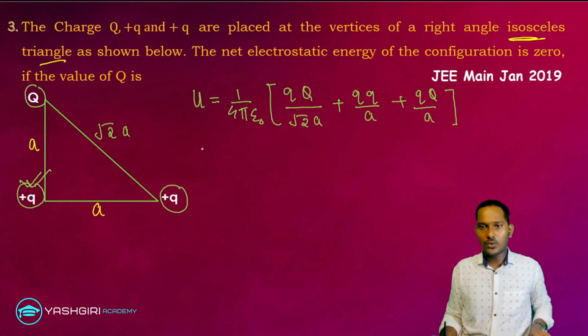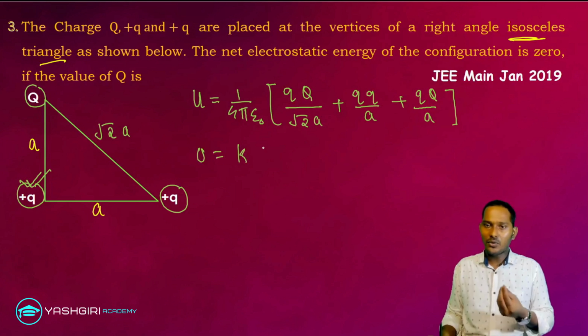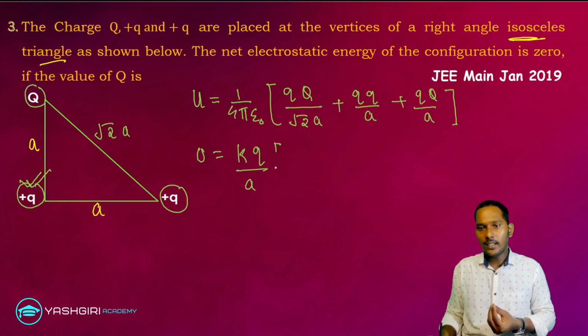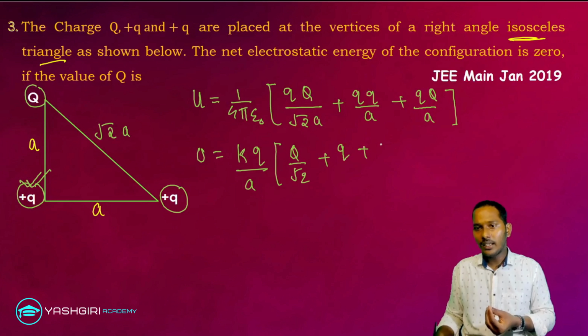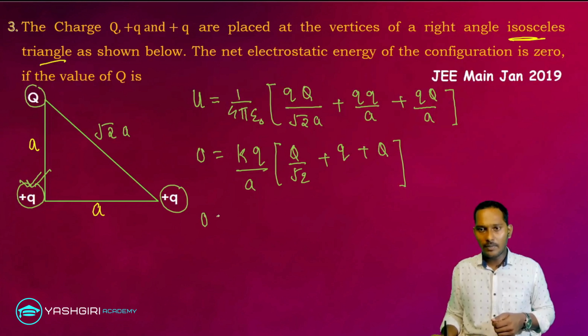Now, since I know the potential energy is 0, here 1 upon 4 pi epsilon naught I can take to be some constant K, and students, here I can just take that Q out. Even the A I can take out. Inside the bracket I will be having Q upon square root of 2, plus Q, and here again a capital Q. So this is what I'm having. So again 0 is equal to, students, Q upon square root of 2 plus Q plus capital Q, right?